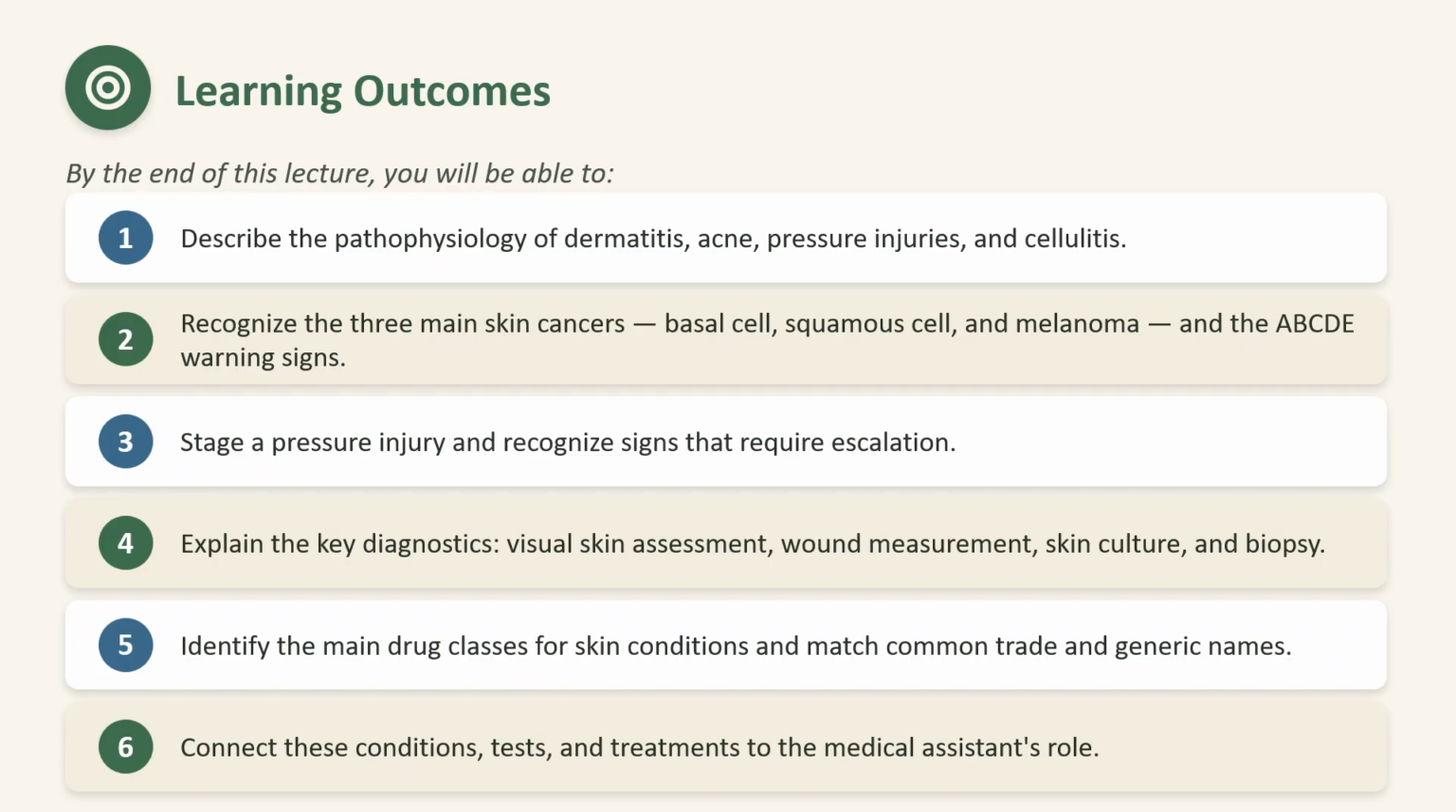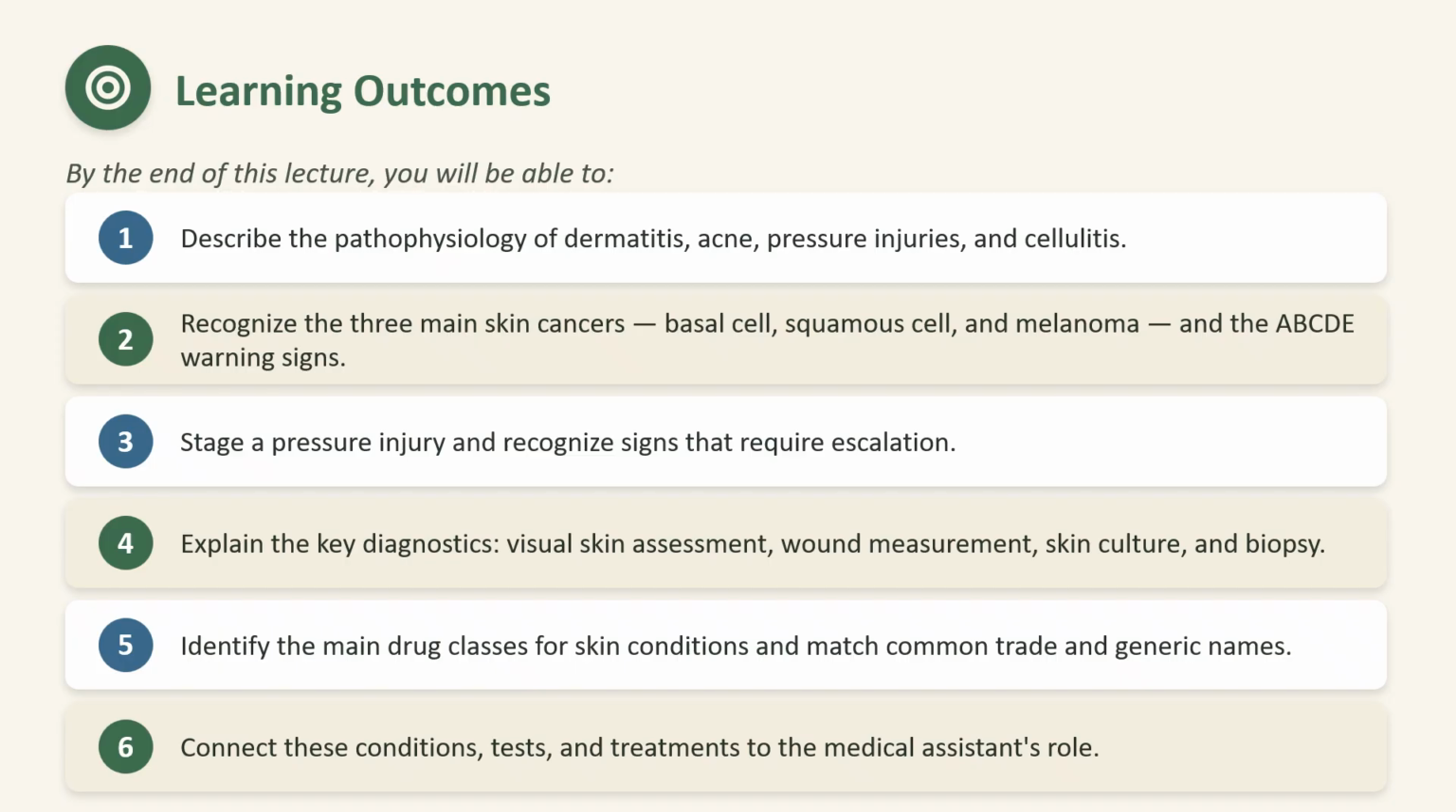Third, stage a pressure injury and, just as importantly, recognize the warning signs that mean you need to escalate to the provider right away. Fourth, explain the core diagnostics for skin problems: a good visual assessment, accurate wound measurement, skin culture for infections, and biopsy for suspected cancer. Fifth, identify the main medication classes for the skin: steroids, antibiotics, antifungals, and acne agents, and match up the common trade names with their generic names because you'll see both on charts.